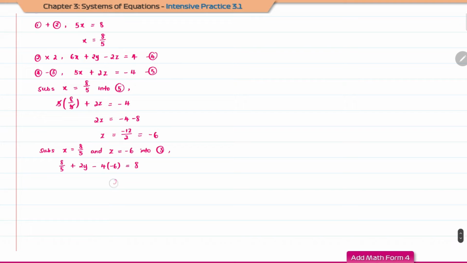So here 2y will equal to 8 minus the 8 over 5. Here we have positive 24. When you move to the other side, it will be negative 24. So solve this, you're going to have y. So here will give you the answer of negative 88 over 5. Then I got to move this number 2 to the other side. So it's going to be multiplied by 1 over 2. So finally, you're going to have y equal to negative 44 over 5.